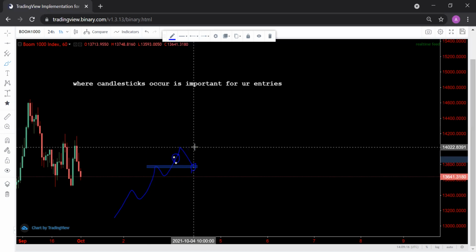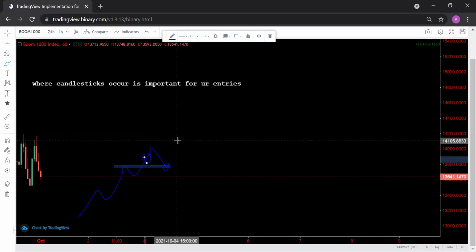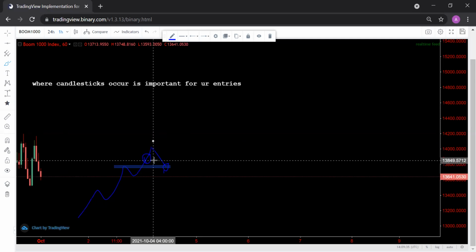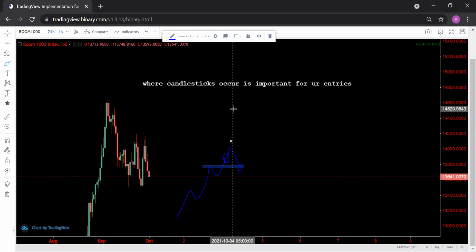So you want to be trading candlesticks at zones of value, at zones where you expect market reversals, because candlesticks alone do not give good signals. Where they occur or form is what tells you what the market is going to do. It is what gives strength to the signal, guys. I hope I'm making sense.